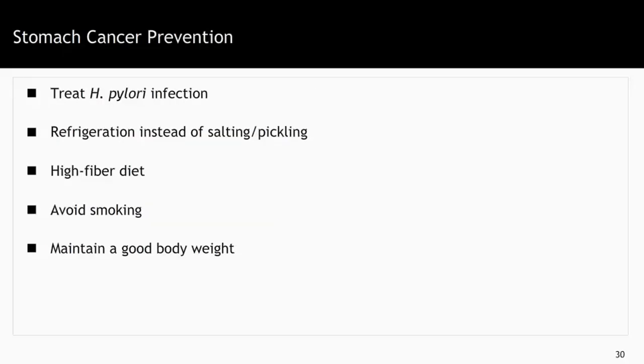How can we then prevent stomach cancer? Number one, treating H. pylori infection, eradicating chronic gastritis as well as stomach ulcers, and using refrigeration instead of salting and pickling. And our old friends, high fiber diet, avoiding smoking, and maintaining a good body weight all contribute to stomach cancer prevention. Unfortunately, there's no proven strategy for stomach cancer screening. So we still do not know how to find this cancer and eradicate it worldwide.